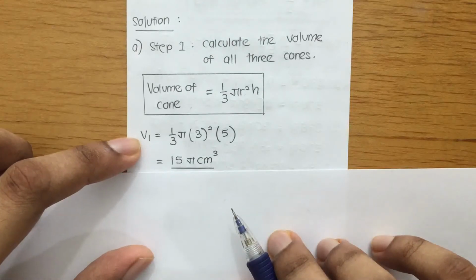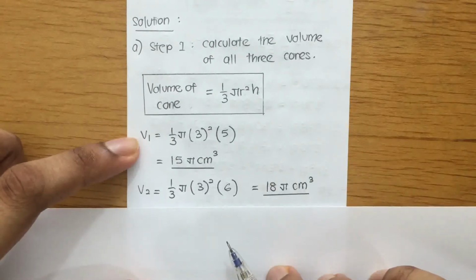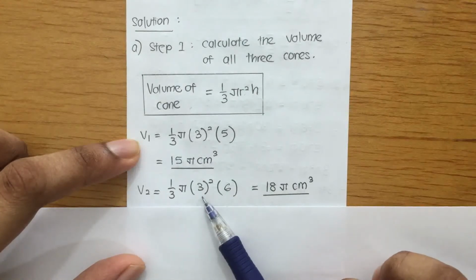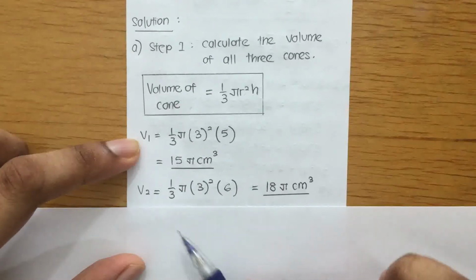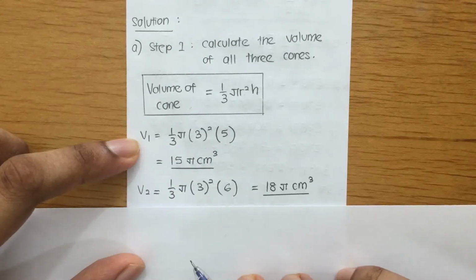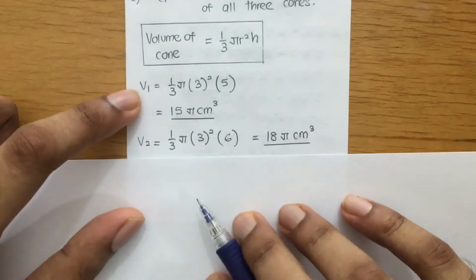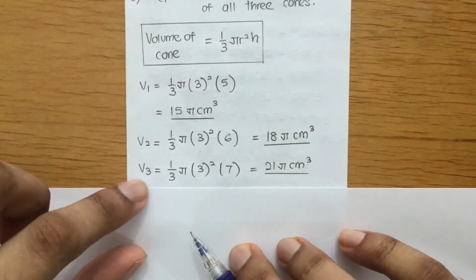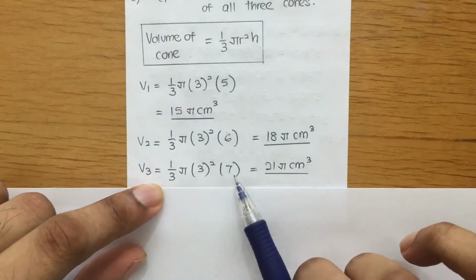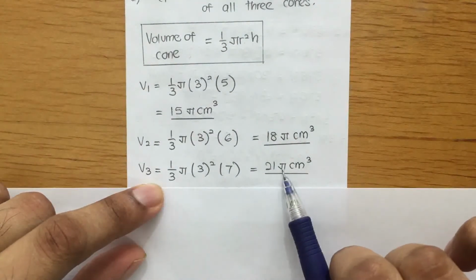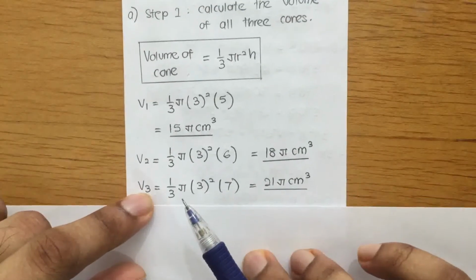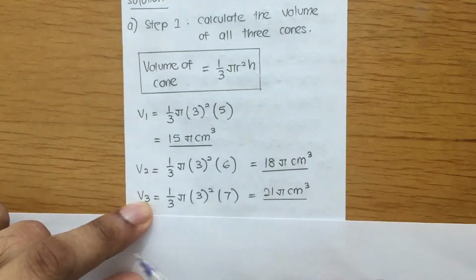Let us calculate the volume of cone 2. The volume of cone 2 is equal to 1 over 3 times pi times 3 square times 6. You multiply all, and you should get 18 pi centimeter cube. Moving on to the third volume, V3 is equal to 1 over 3 times pi times 3 square times 7. You calculate this, and you should get 21 pi centimeter cube. You have already calculated all the respective 3 volumes, guys: V1, V2 and V3.